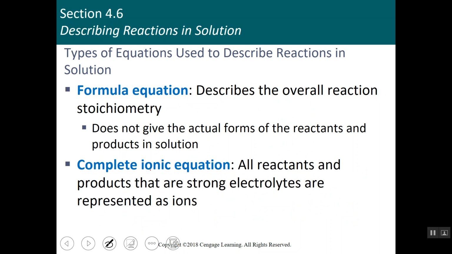So as I mentioned before, there are several different types of equations when you're describing reactions in solutions. You can have your formula equation, and that's what we've been using this whole time. We've been writing things like NaCl aqueous plus BaSO4, and that was actually a solid, so that's not going to be very good. But that's our formula equation.